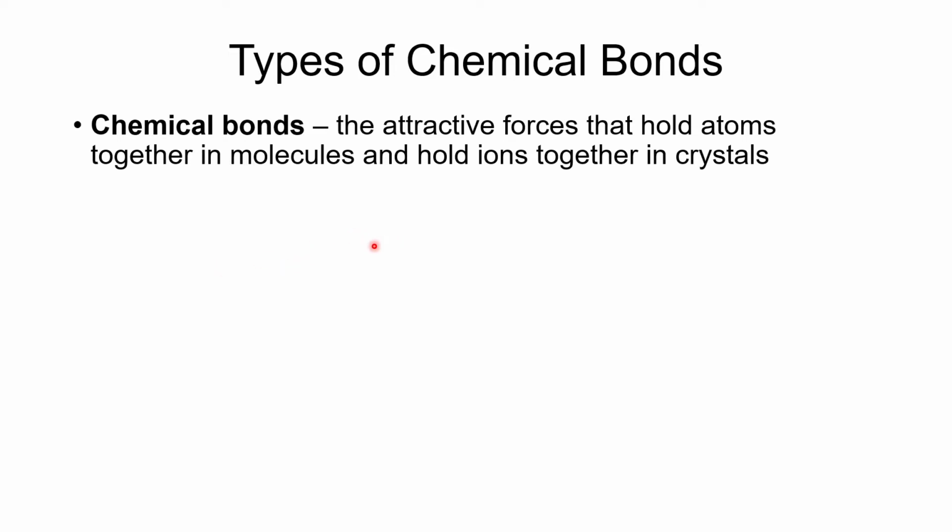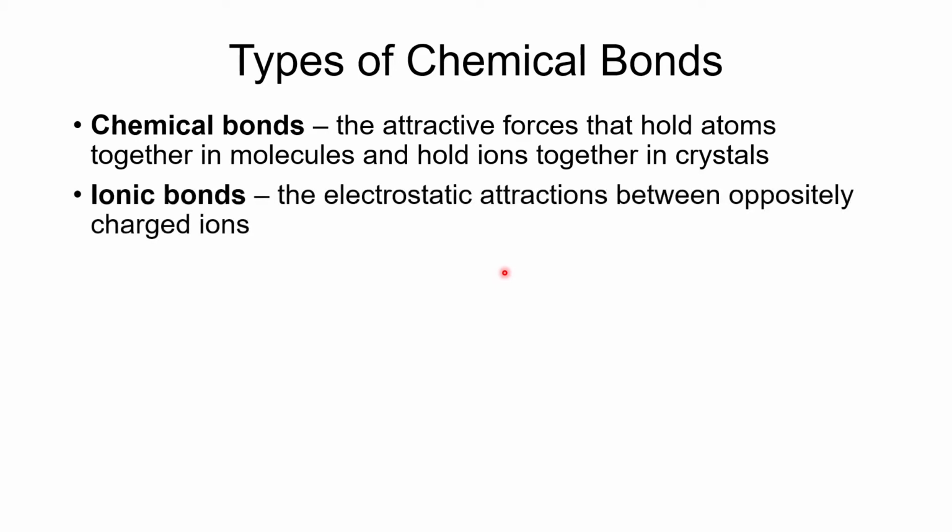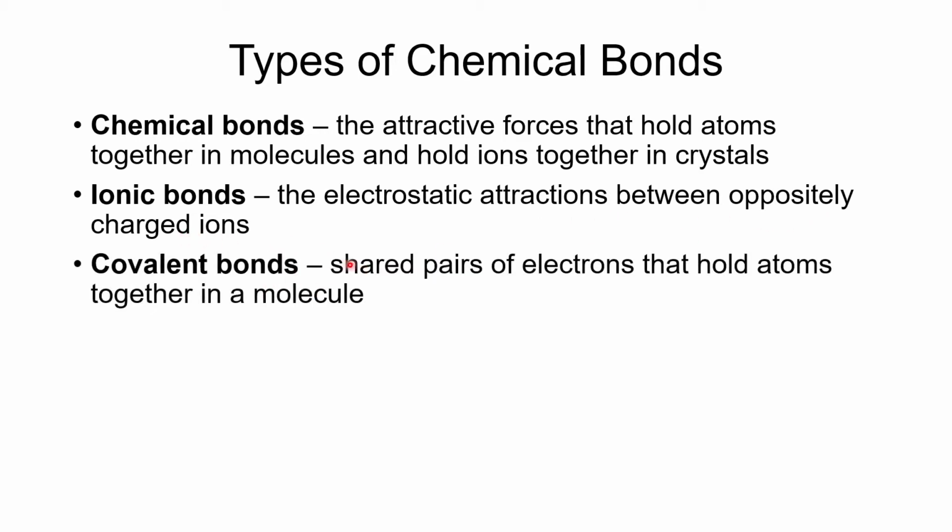First, chemical bonds are simply the attractive forces that hold atoms together in molecules and hold ions together in crystals. Ionic bonds are simply electrostatic attractions between oppositely charged ions. Covalent bonds are shared pairs of electrons that hold atoms together in a molecule. Those two are the ones that we've talked about before, and we're going to talk a lot about ionic bonds and covalent bonds going forward.